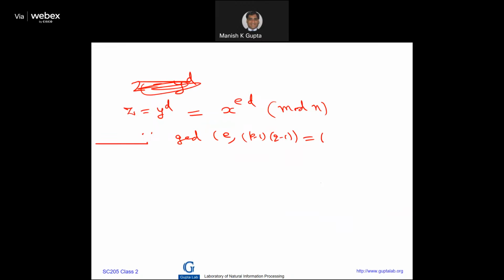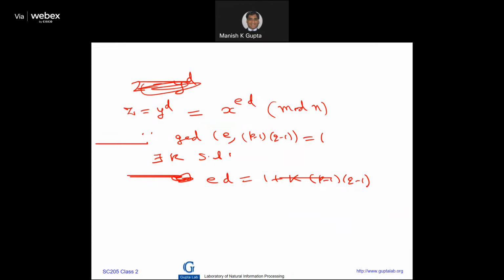So that means there exists integer K such that this product ED is equal to 1 plus K times (P minus 1) into (Q minus 1). Right? If this GCD is 1, that means there is an integer K such that ED is equal to 1 plus K times this, right? Obvious from number theoretic fact.